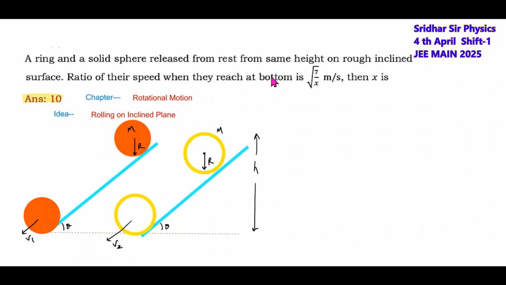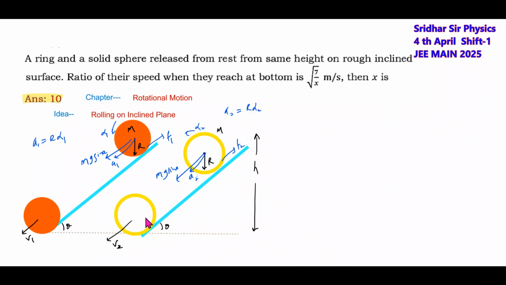Directly, here what are the forces that will be acting? The rolling friction, and mg sin theta. Of course, rolling frictions will be different. They will have different accelerations also. And as it is pure rolling, the net work done by rolling friction is zero. Only gravity does work. So V1, V2 we have to calculate.